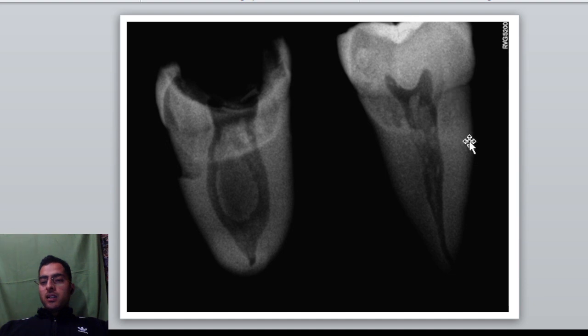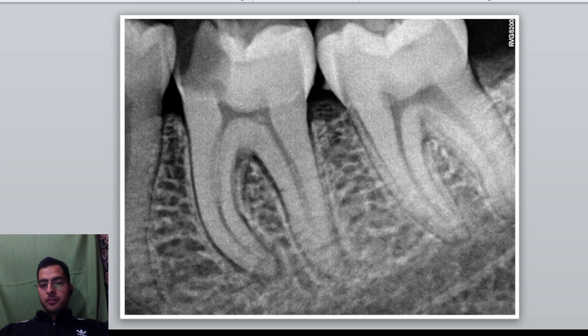Here in the distal root, you can see it's a typical type 1 anatomy. You can see a single pulp chamber, a single canal and a single apex at the end. Okay, this was the pre-operative photograph of the straight case.